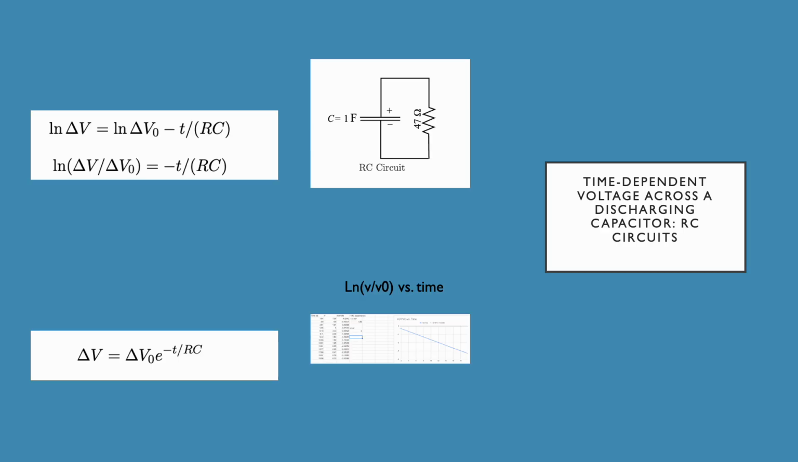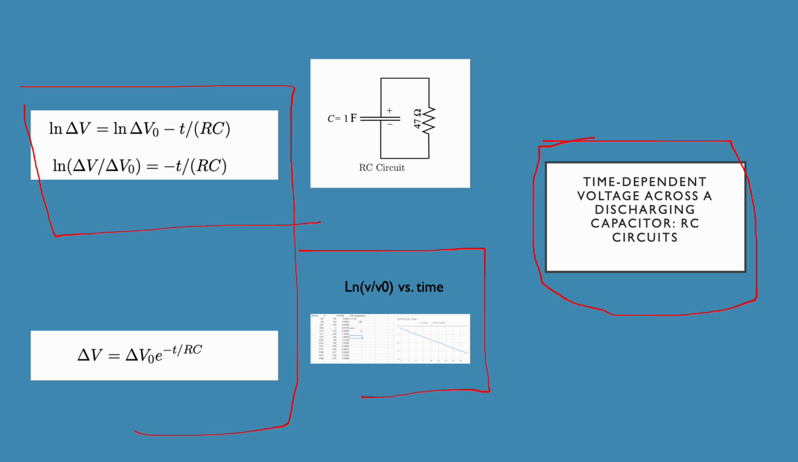And then here we're asked to graph the time dependency between voltage and capacitors. As you can see, they follow these equations right here, the natural log equations. And then right there is the graph for the natural log of V over V naught.